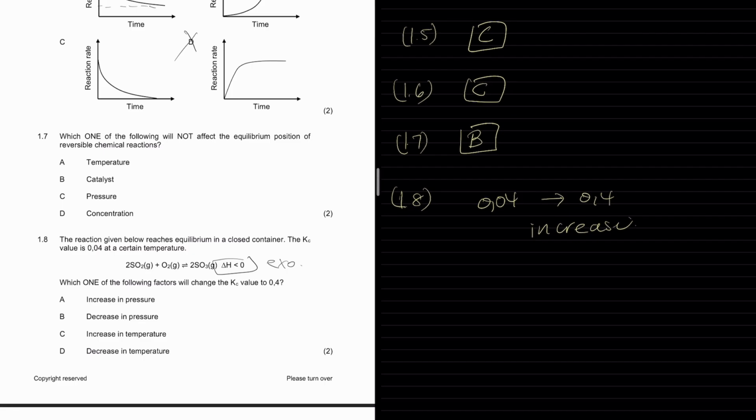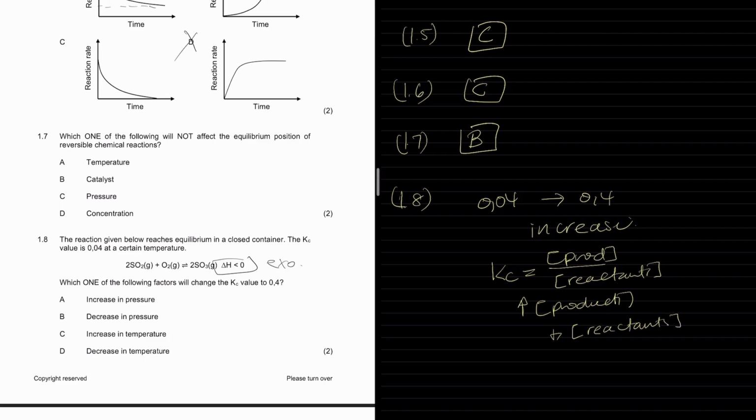Now how can we increase Kc? So remember, Kc is equal to the concentration of the products divided by the concentration of the reactants. So if you want to get Kc larger, you can increase the concentration of products, or you can decrease the concentration of the reactants. So either one, right? Now we go to the options and we look at A and B. So A and B is just there to throw us off. So A and B is going to be out. The reason why is because the only thing that affects Kc is temperature.